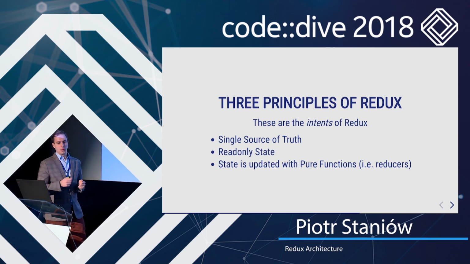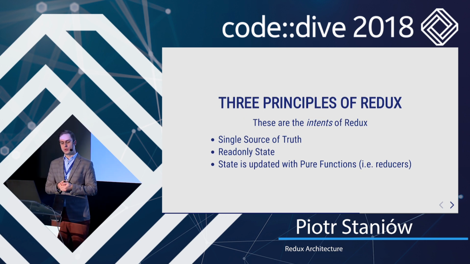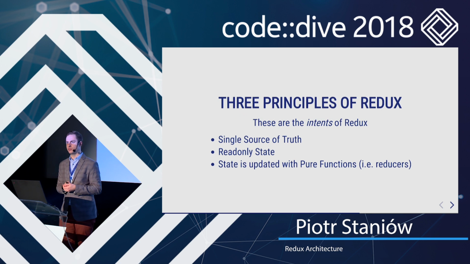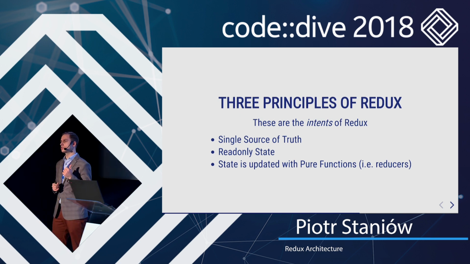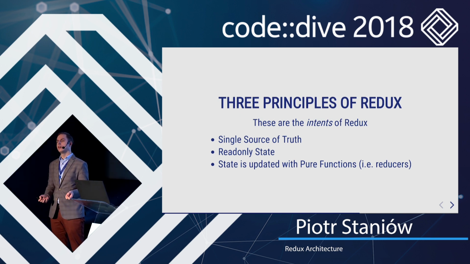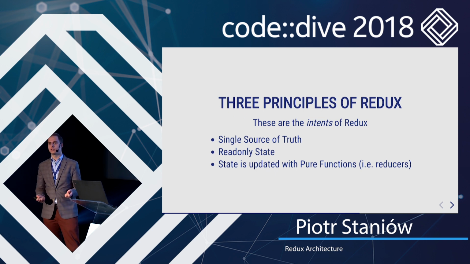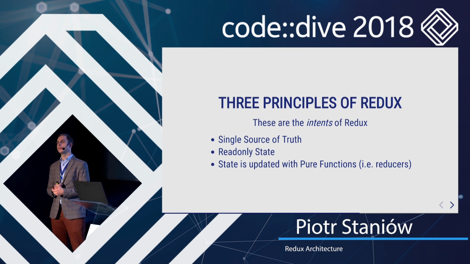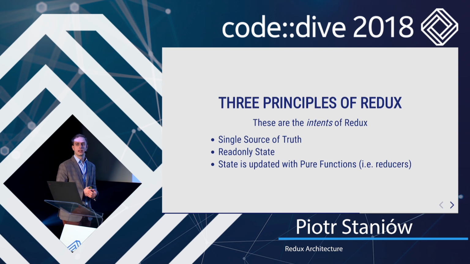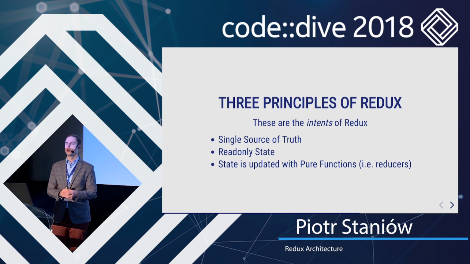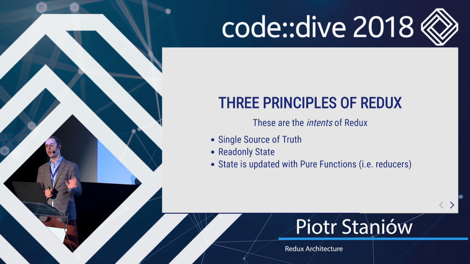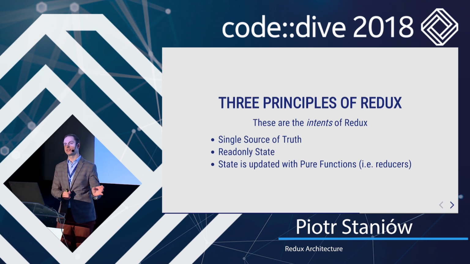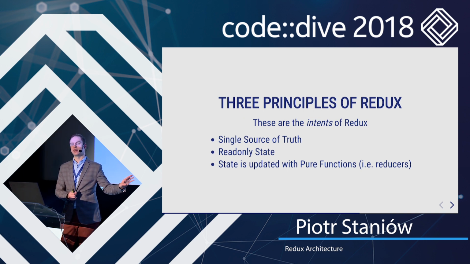And the third principle: state is updated with pure functions, namely reducers. What I mean by this is a programming concept that is widely known in functional programming languages, that a function should not have side effects. It is a mathematical concept that a function only accepts some arguments, and on given arguments it always returns the same output. And it's not changing anything outside.